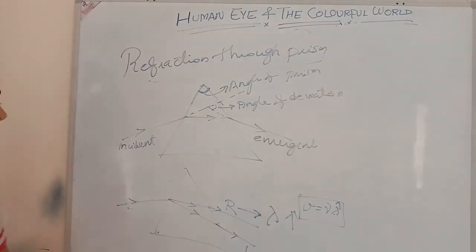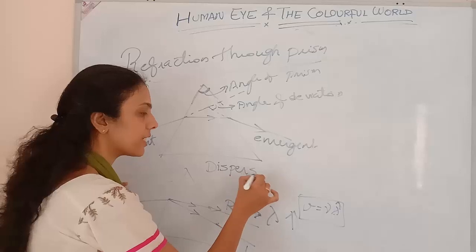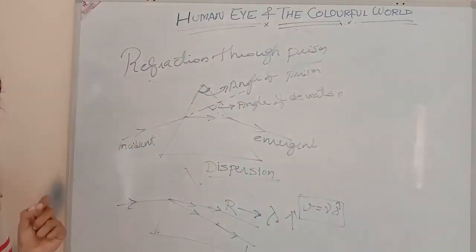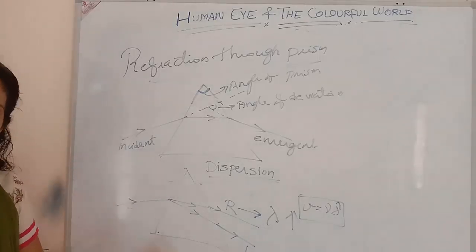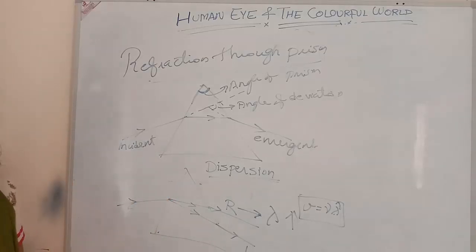This phenomenon is called dispersion. Dispersion is the phenomenon of splitting of white light into its constituent colors.